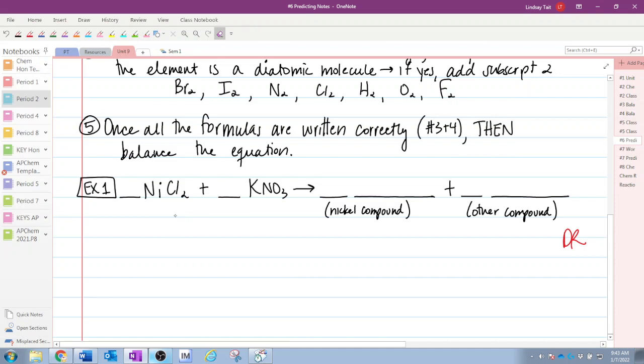In the case of the NiCl2, that's pretty straightforward. You got nickel and you have chlorine. But over here, even though there's 3 elements, remember there's 2 ions. What are my 2 ions? Potassium and nitrate. So when I say put together the outsides, the nitrate is the outside part. And so that's going to be one of my products, is putting together the nickel and the nitrate. And then my other product is going to be putting together this chlorine and the potassium, right?